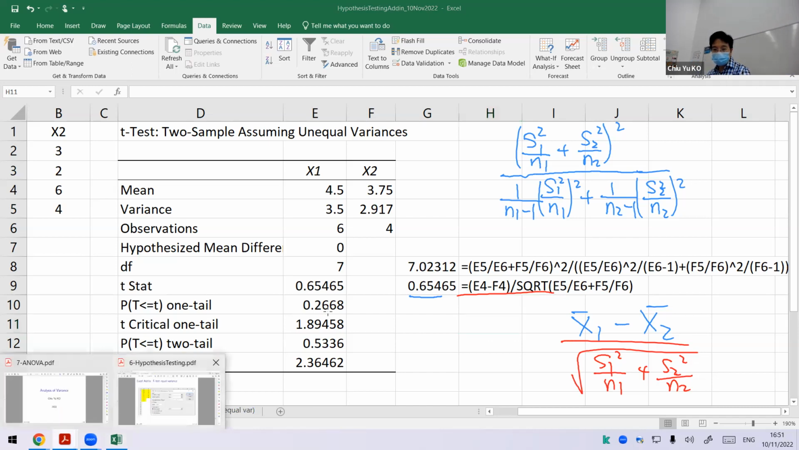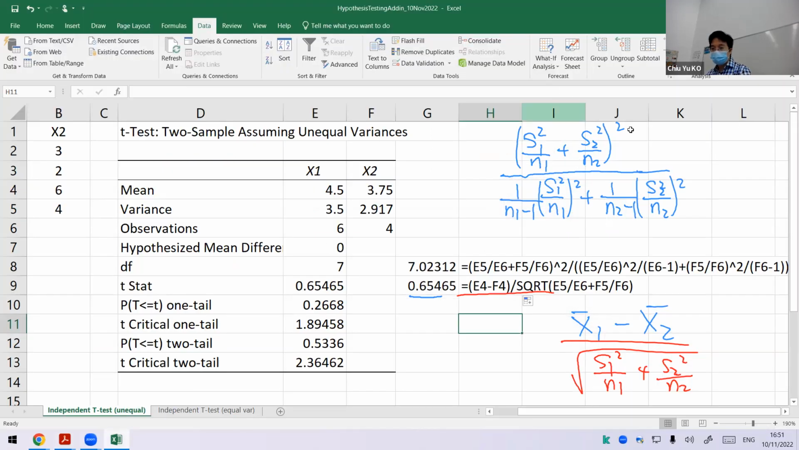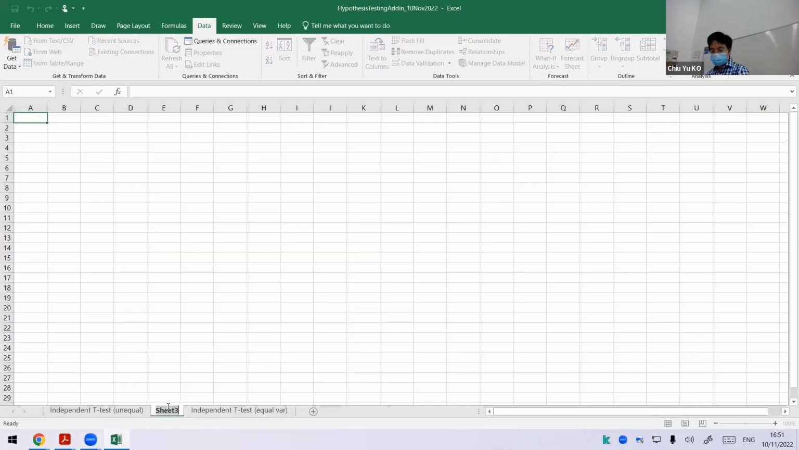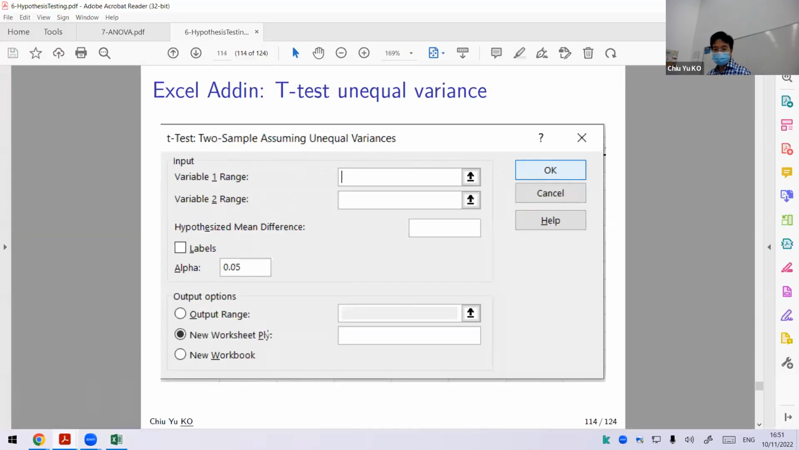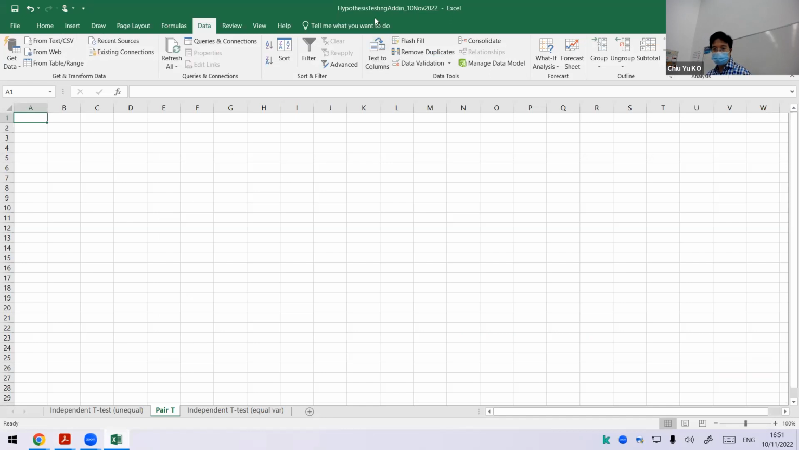I guess there's the formula there. One more, the last one, is the paired mean. This is the last one, so that's why I want to talk about it, and then we go to ANOVA. The last one is the paired t-test. I think it's simple enough. So this is the data.